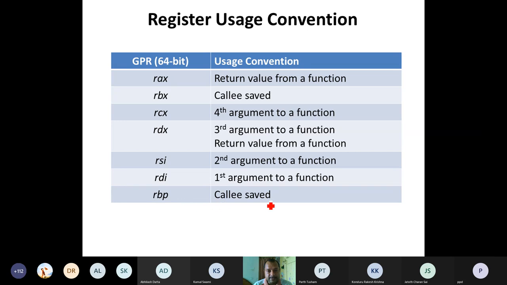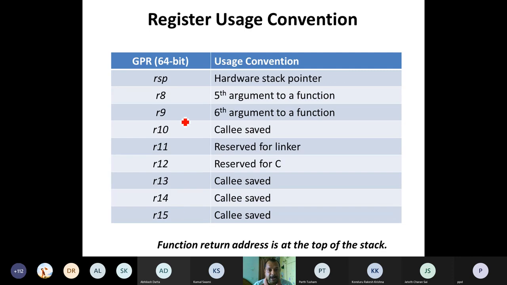RBP is callee saved. This is also used as the base pointer. RSP is the hardware stack pointer. R8 is the fifth argument to a function. R9 is the sixth argument to a function. R10 is caller saved. R11 is reserved for the linker. R12 is reserved for C. R13, R14 and R15 are all callee saved.